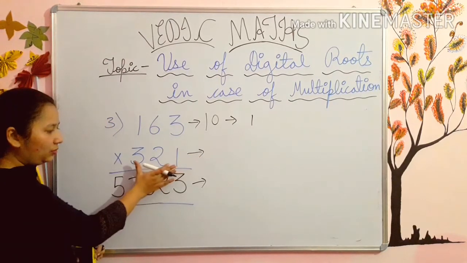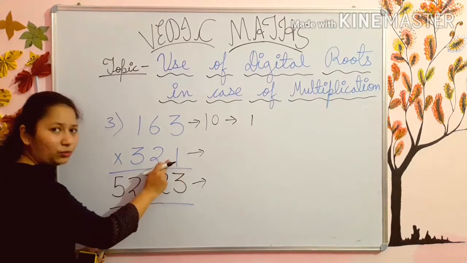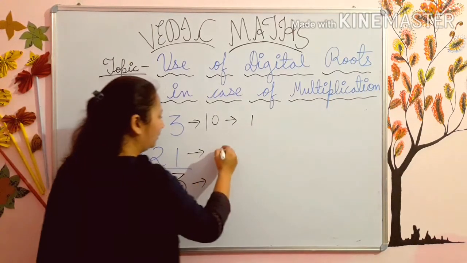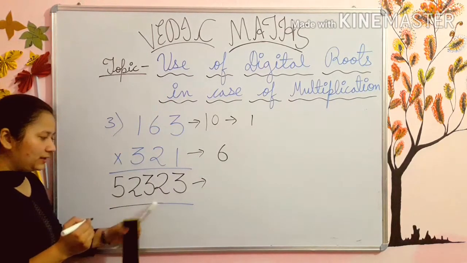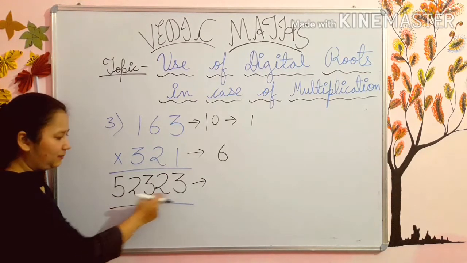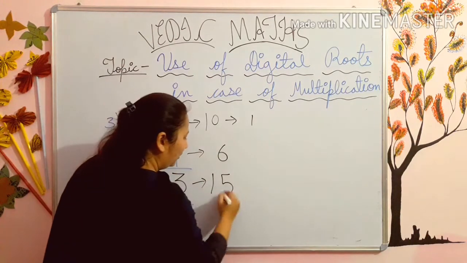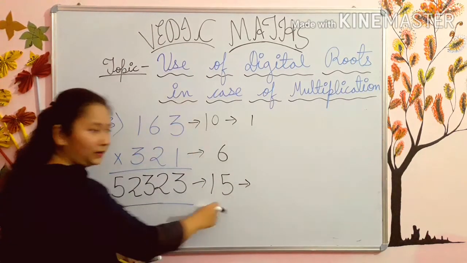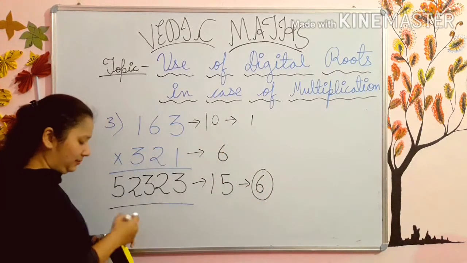Now find the digital root of this number. How? Add all the numbers. 3 plus 2, 5, 5 plus 1, 6. Find the digital root of this number. 5 plus 2, 7, 7 plus 3, 10, 10 plus 3, 13, 13 plus 2, 15. And what is the digital root of 15? Means 6. Add it again.